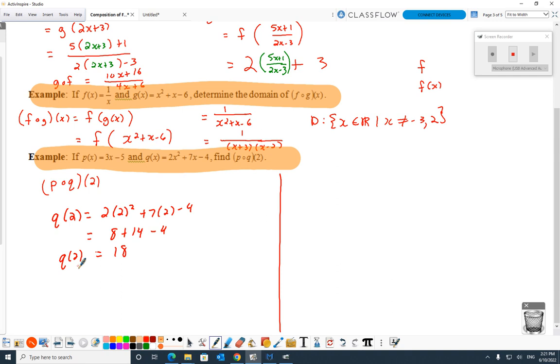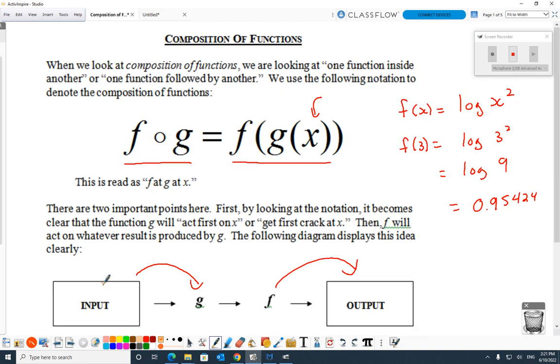That's not the end of composition. Composition says take that number, 18, and now plug it into p. Confused? Let's go back to the original example again. That's what the initial one did. Log of x squared said take the 3 and square it, then take that answer you got and plug it into the next function. The result of x squared got plugged into log.